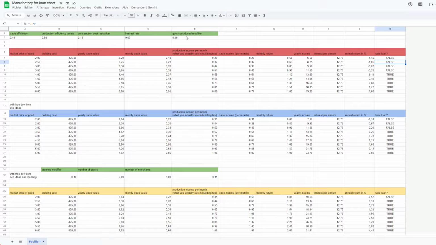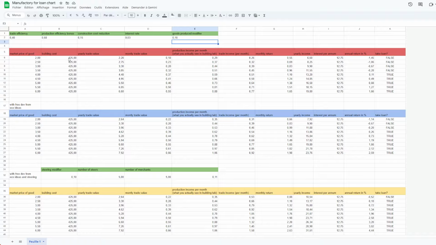For the goods produced modifier, I picked 10% because we have economic ideas and nothing else. If you are playing Great Britain or Germany, you have another 20%, which would be pretty good. We can see that when I change it, the values in the chart change too, and it becomes more profitable to take loans. But we're gonna start with 10%, and maybe I will change the numbers after I explain you everything in the chart.